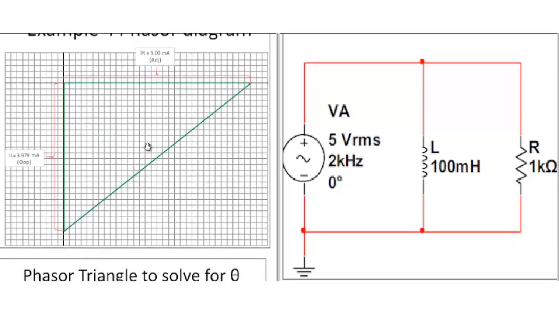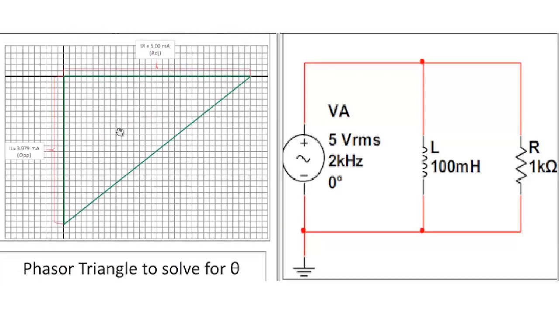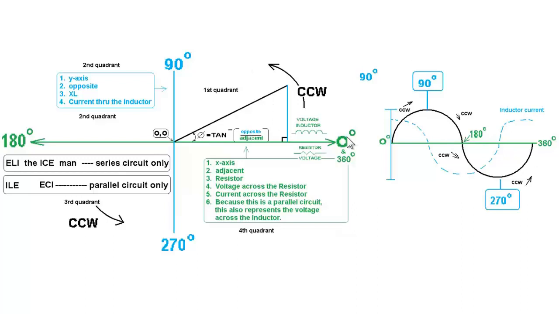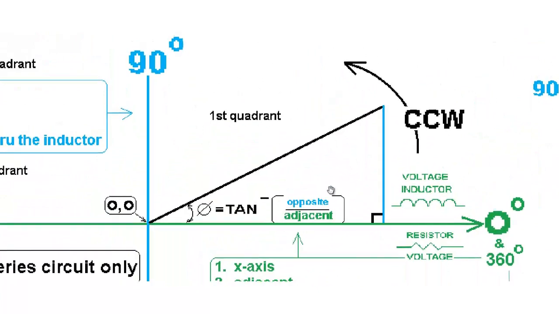Well, because this is rather skimpy and doesn't show a lot, I came up with my own graph, and here's my graph. It shows how you find the current relationship between the resistor and the inductor using the first quadrant. This right here represents the first quadrant.